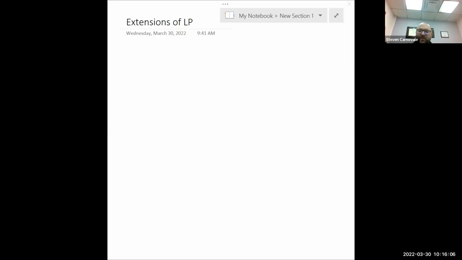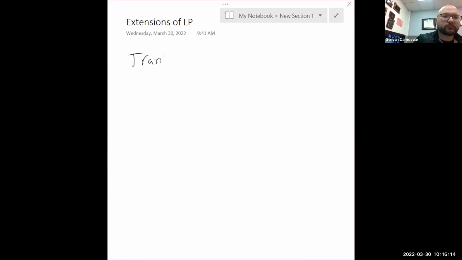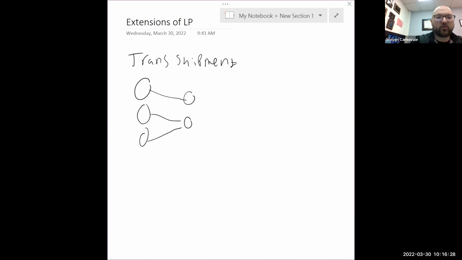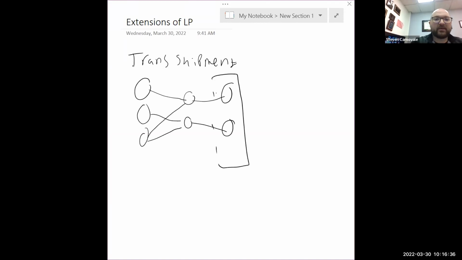So let's just briefly cover at a high level what we're going to focus on today. We're going to do some very important extensions of linear programming. We're going to recap and look at one example of transshipment. If you remember, transshipment is the situation where we have some number of nodes going to an intermediary spot. It could be a break bulk warehouse, it could be a repack warehouse, whatever the case is, before it goes along to its final destinations.